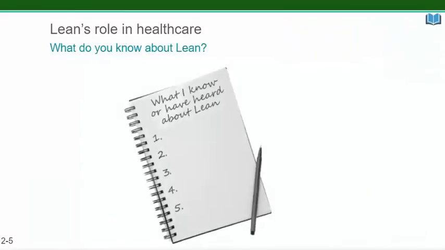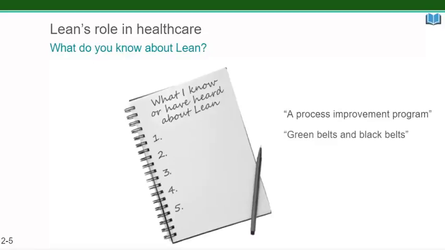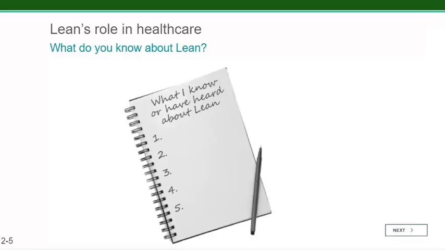Chances are you already know something about Lean, maybe even quite a lot. Take a minute to think about what you already know or have heard about Lean. Make a list of 5 of them. For example, you could write a process improvement program or green belts and black belts. Get the idea? Click Next when you're finished.